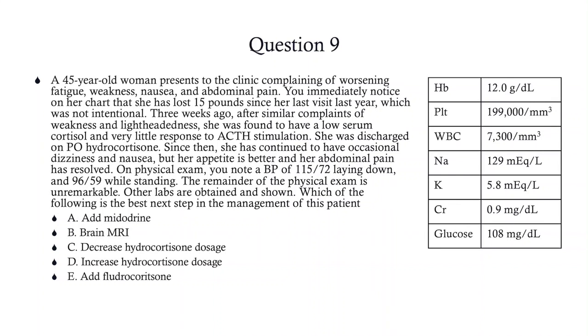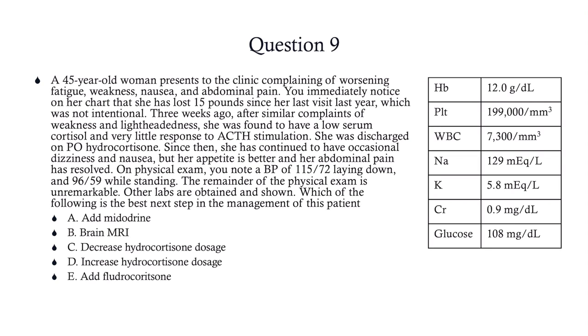All right, let's move on to question 9. We got a 45-year-old woman presenting to the clinic complaining of worsening fatigue, weakness, nausea, and abdominal pain. You notice immediately on her chart that she's lost 15 pounds since her last visit last year, which she says was not intentional. 3 weeks ago, after similar complaints of weakness and lightheadedness, she was found to have a low serum cortisol and very little response to ACTH stimulation. She was discharged on PO hydrocortisone.